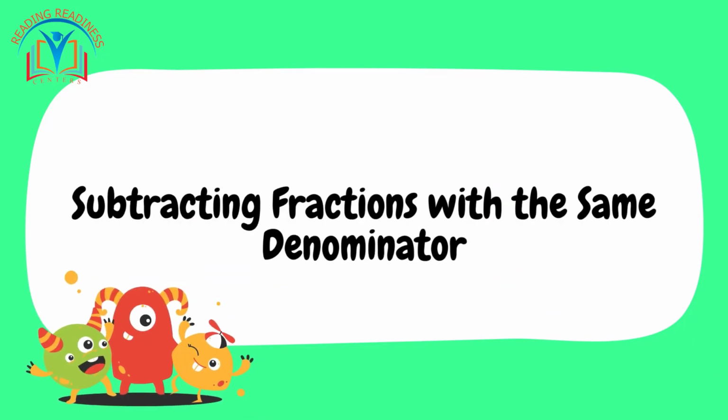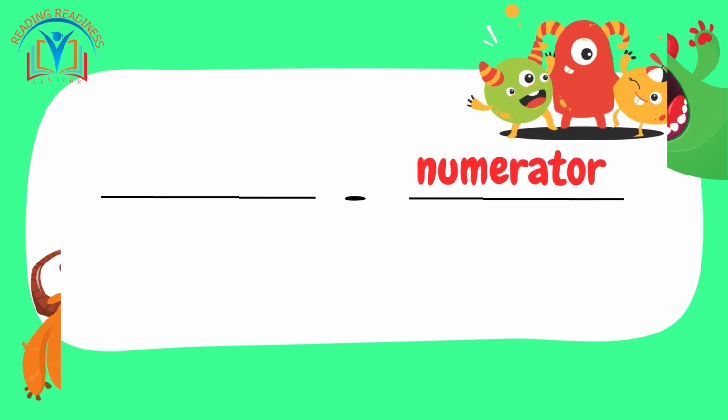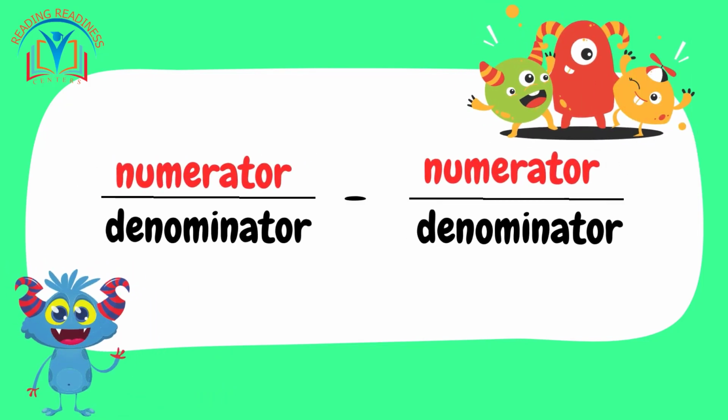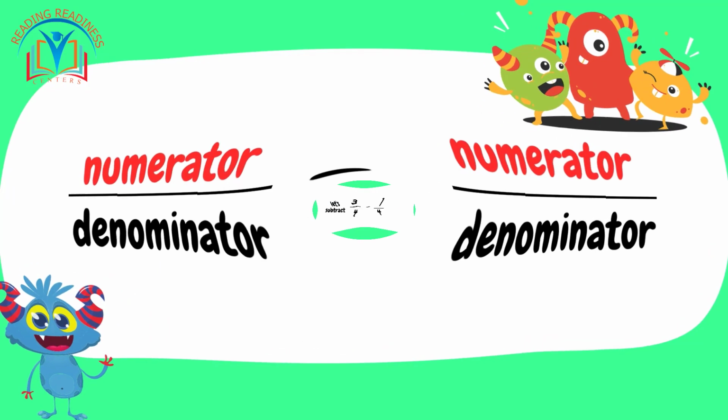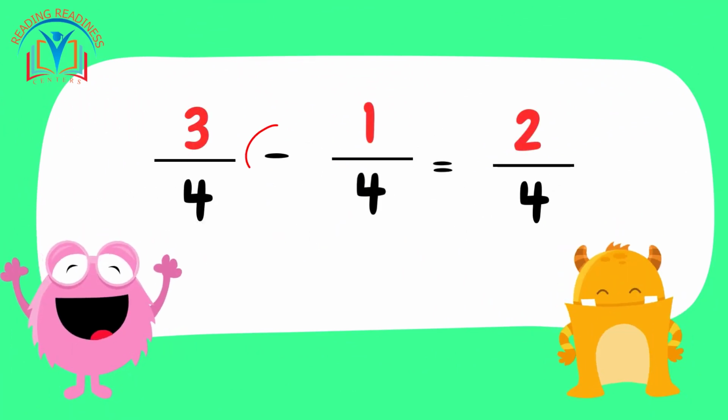Subtracting fractions with the same denominator. When the fractions have the same denominator, subtracting them is easy. We just subtract the numerators and keep the denominator the same. For example, let's subtract 1/4 from 3/4. 3/4 minus 1/4 equals 2/4.